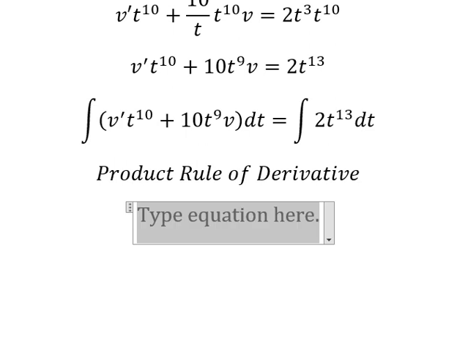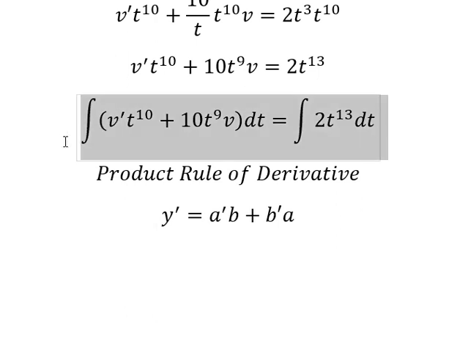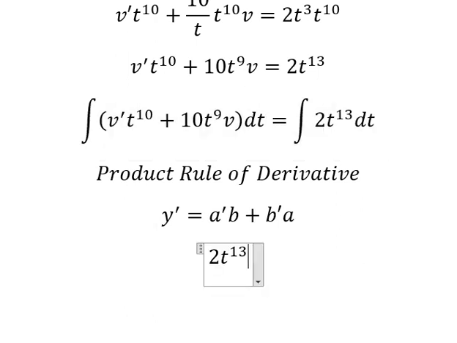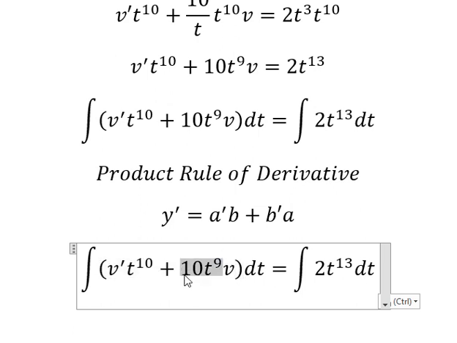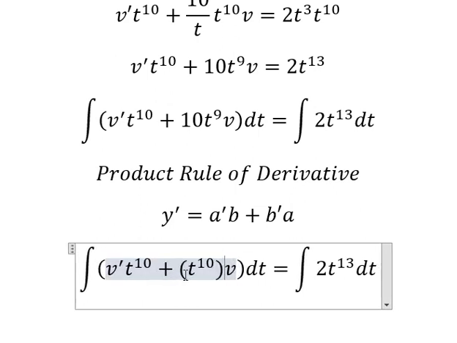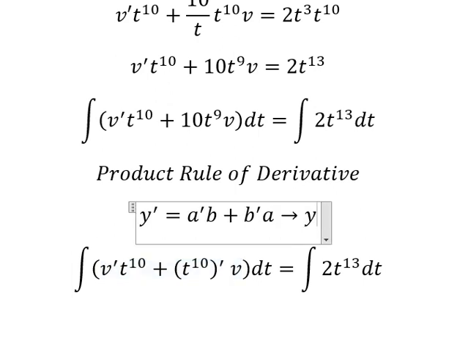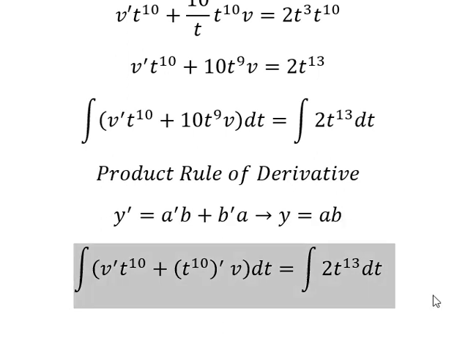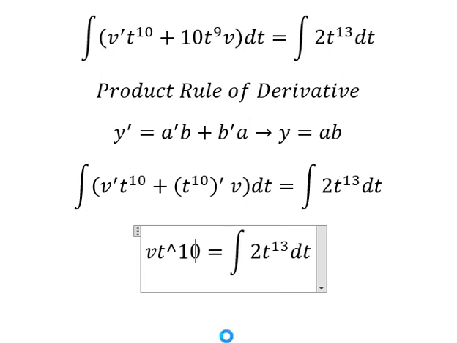So we have the first derivative of y equals the first derivative of a multiplied by b plus the first derivative of b multiplied by a. So in this one we have the first derivative of v multiplied by b. This one is the first derivative of b multiplied by a. So the integration of this one, we have y equals ab. So the integration of that one, we have v t to the power of 10.